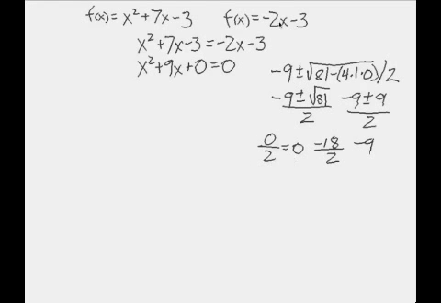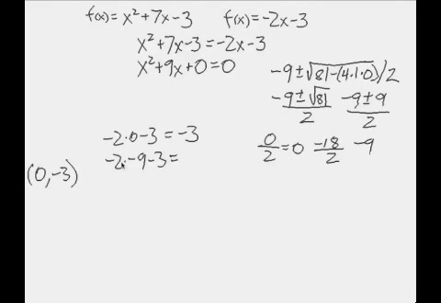So I put them back in. If I put 0 in here, I got negative 2 times 0 minus 3, which is equal to 0 minus 3, which is minus 3. So one of my points is 0, negative 3. And I put in negative 9 into my linear function, negative 2 times negative 9 minus 3. Well, that's negative 2 times negative 9 is 18. Minus 3 is 15. So my other point, negative 9, 15.